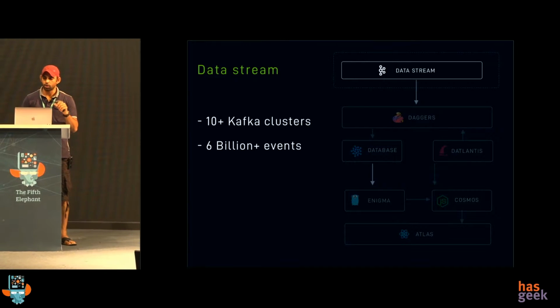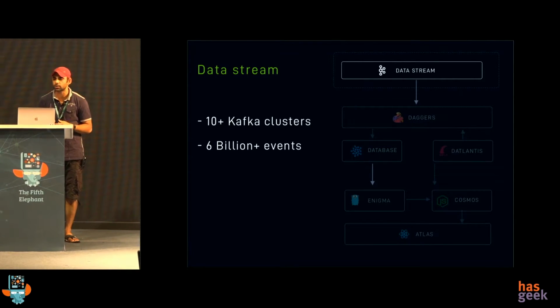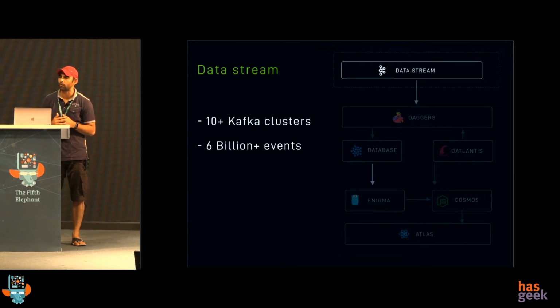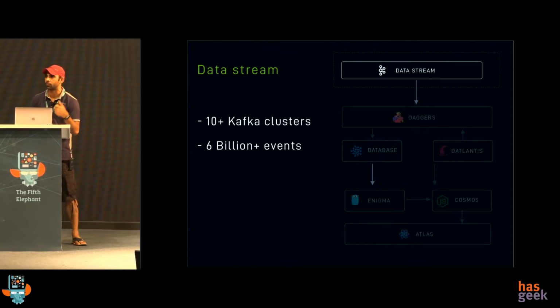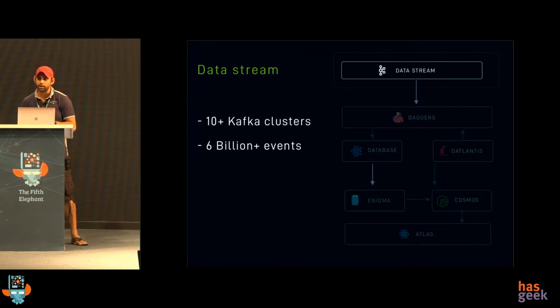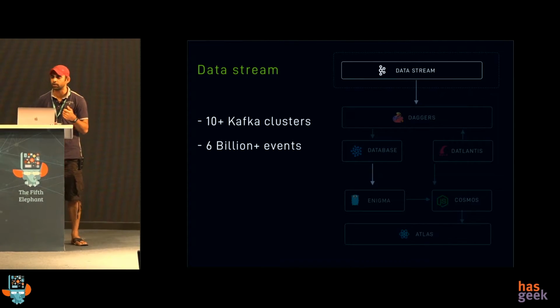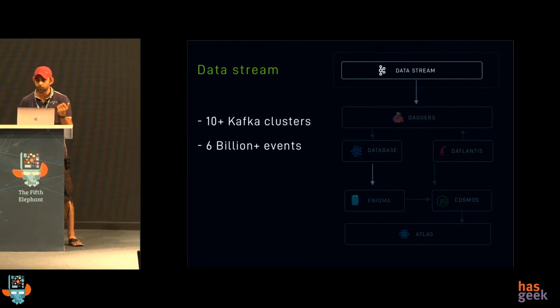So this is the overview of the entire architecture. First we have the data streams. Data streams are mainly Kafka clusters, which have the raw data coming in from different ingestion pipelines. In data streams right now, we are receiving around 6 billion plus events, out of which 2 billion are around location, which is what we are targeting in this particular case.